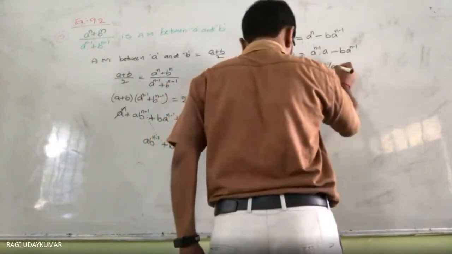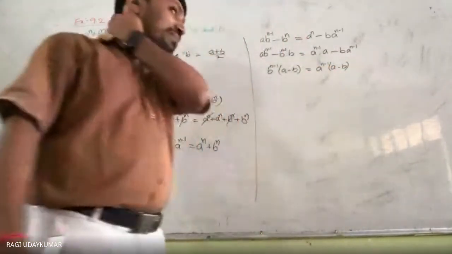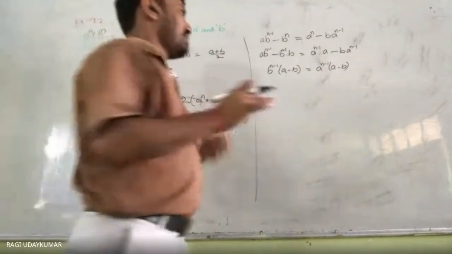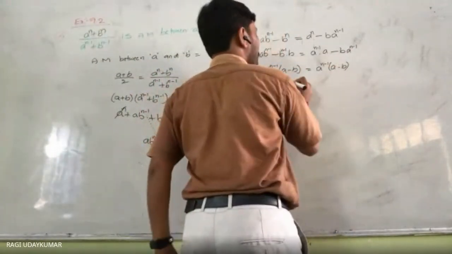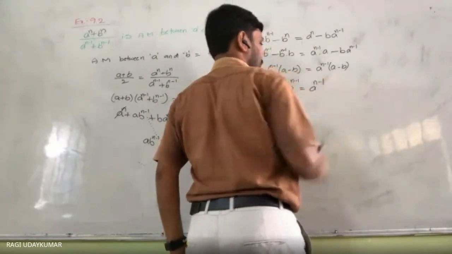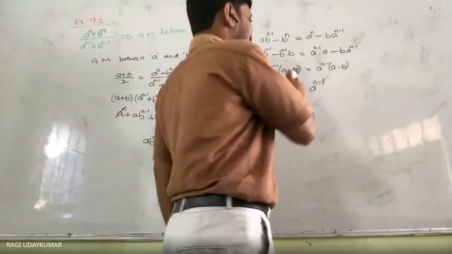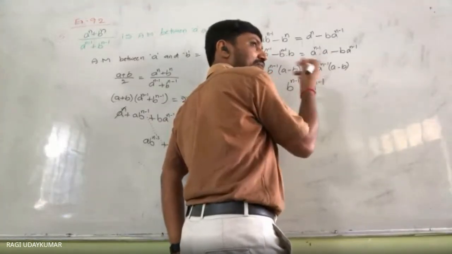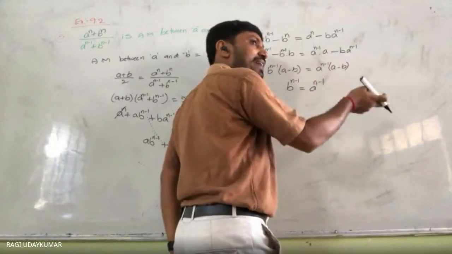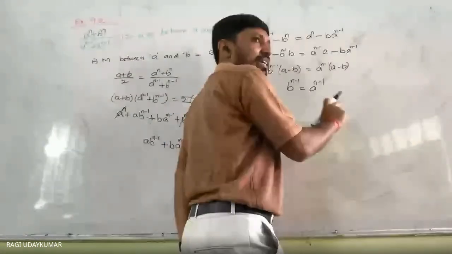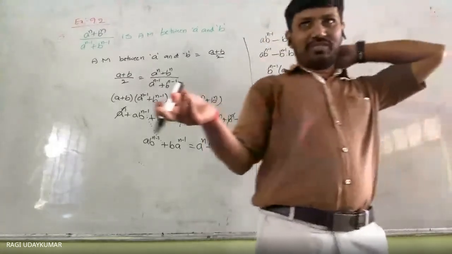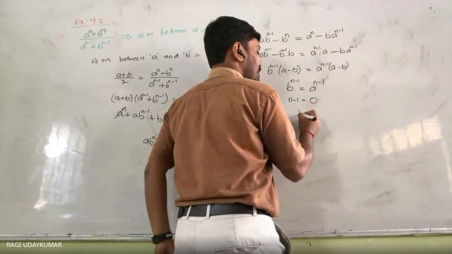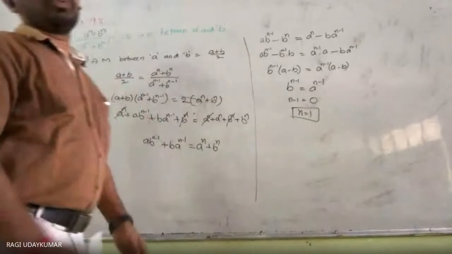Here a^(n-1) you take common, you will get a minus b. Then (a minus b) gets cancelled, because a is not equal to b. So b^(n-1) is equal to a^(n-1). Which is possible only when the powers are the same and the bases are different: it is possible only with n minus 1 equal to 0, like 8^0 and 10^0, which are equal. So this is possible if n minus 1 is equal to 0. So n equal to 1.